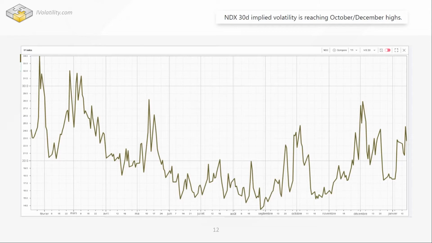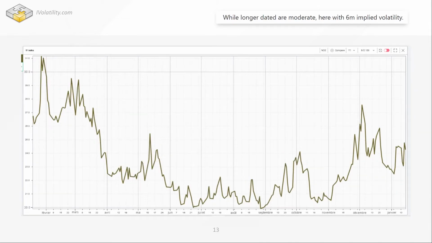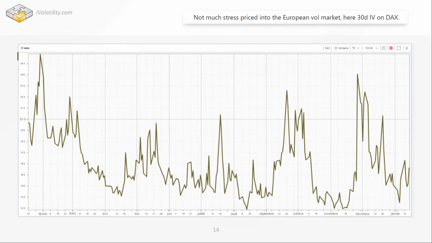We're pushing way higher. We're back towards the October highs. We are not far off the December highs. We're looking at around 23, 24 vols on the Nasdaq 30 days. If we look at longer dated in the Nasdaq, we're seeing relatively the same picture, and vols drifting higher. The drift up in the Nasdaq probably started slightly later, maybe September, something like that, but vols are drifting higher in the Nasdaq as well.